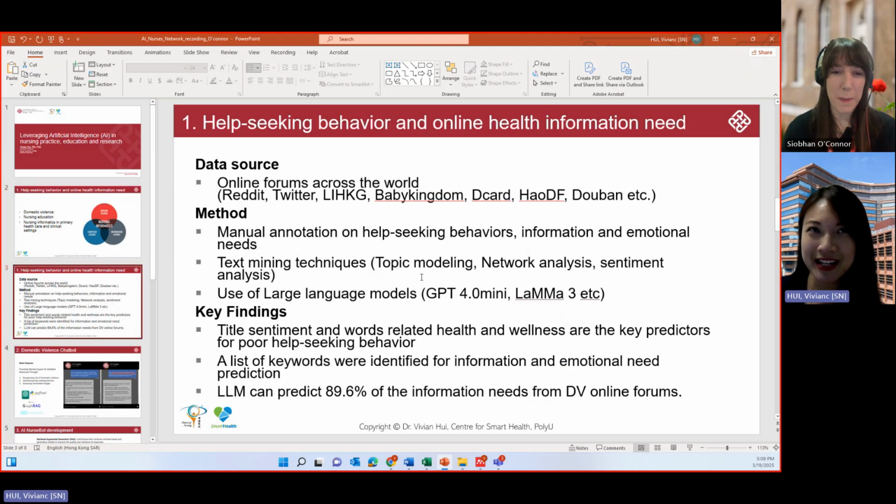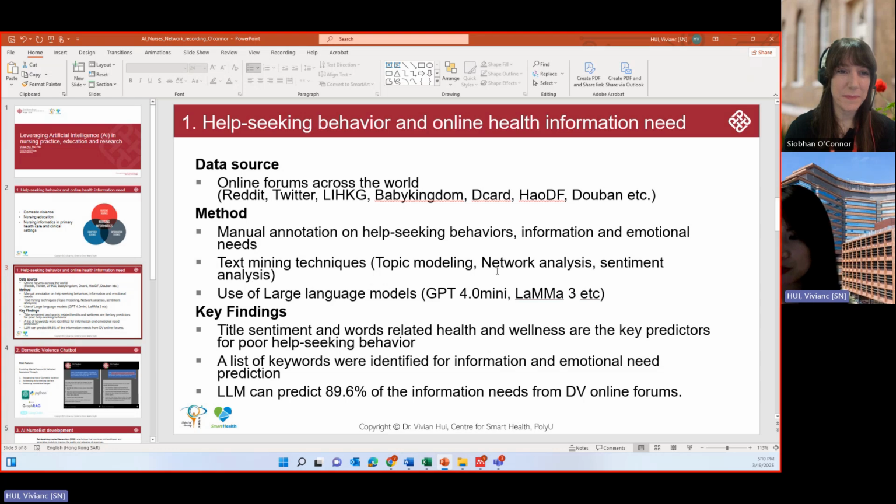So basically, the first project that I worked on with AI used a lot of online health communities data, including Reddit, Facebook, or some forums from Hong Kong and also from overseas, to look at how those domestic violence survivors were trying to describe their traumatic experiences. So I started to learn and use some text mining techniques such as traditional topic modeling, network analysis, or sentiment analysis to explore their sentiments, their information, and emotional needs.